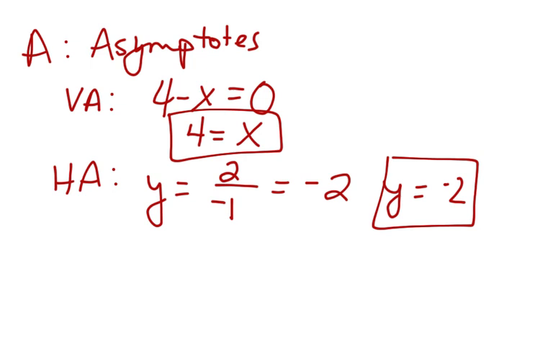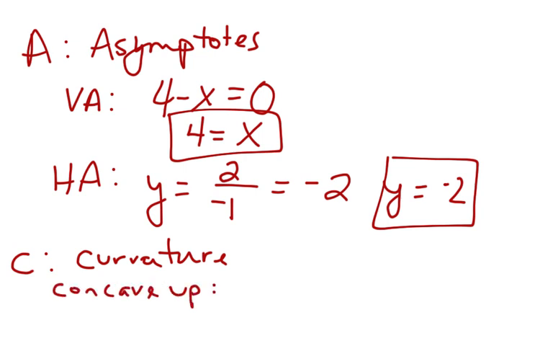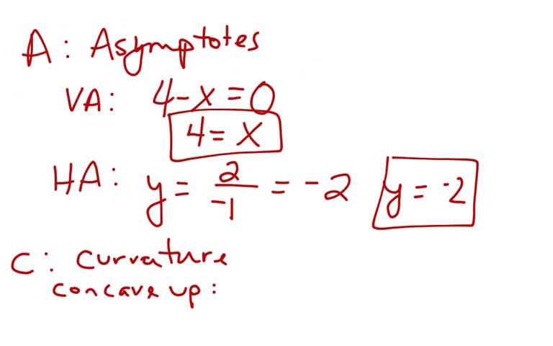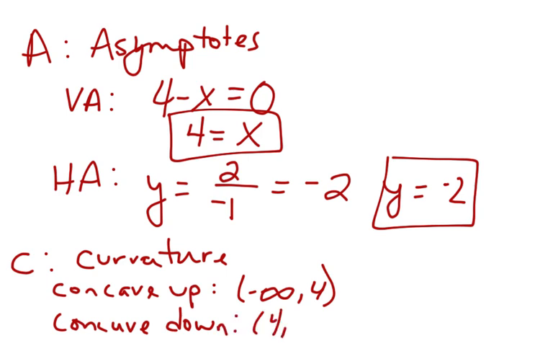And C is for curvature. So, curvature. When is this function concave up? Well, that's going to be when the second derivative is positive. The second derivative was positive from -infinity to 4, and negative from 4 to infinity. So concave up, -infinity to 4, and concave down, 4 to infinity.